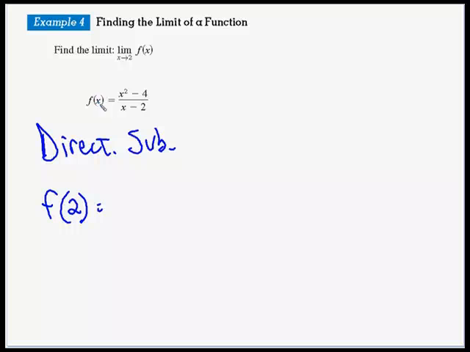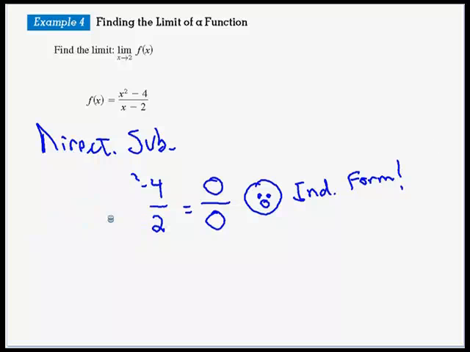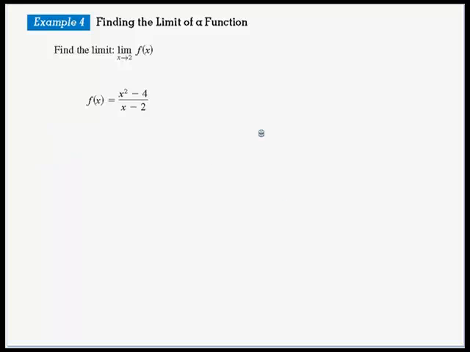If we plug 2 in for x, we're going to get 2 squared minus 4 divided by 2 minus 2. Uh-oh. 2 squared is 4, minus 4 is 0. 2 minus 2 is 0. Oh no, we got our indeterminate form. 0 divided by 0, indeterminate form. We can't find what that limit is just yet.